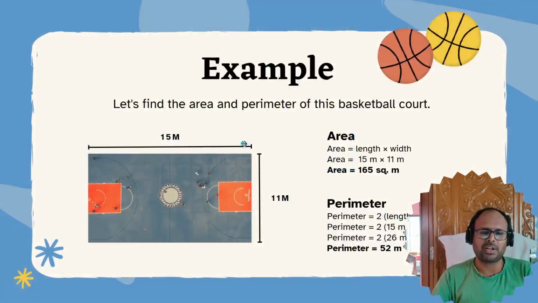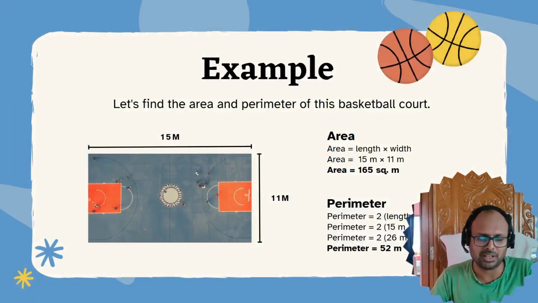So now we need to find the perimeter and area of a basketball court. So first of all, before going into the example, I'm just giving the measures. The length of the basketball court is 15 meter, and the width of the basketball field is 11 meter.